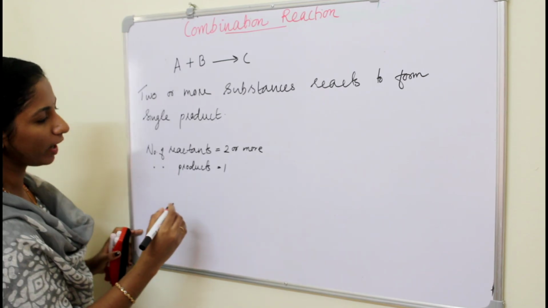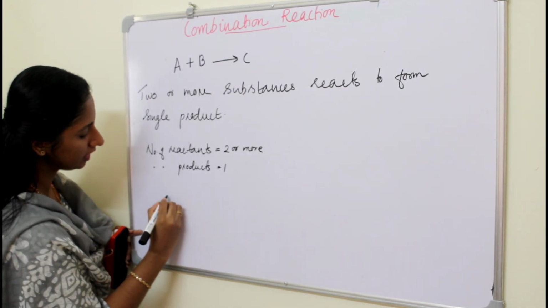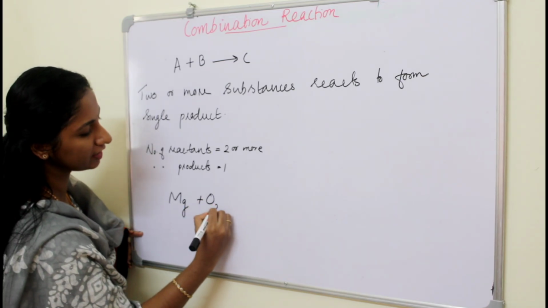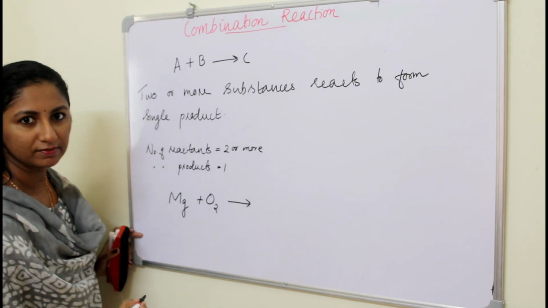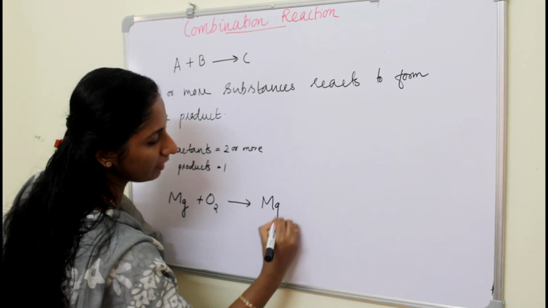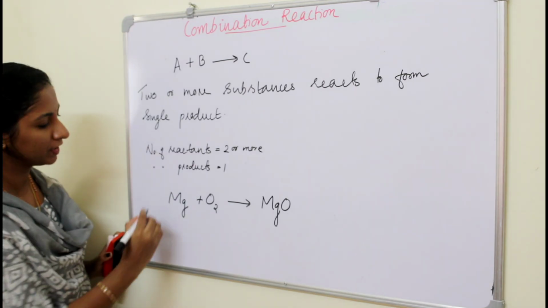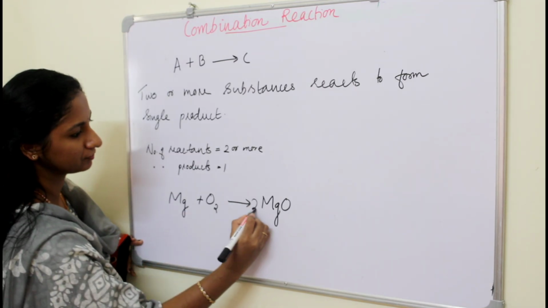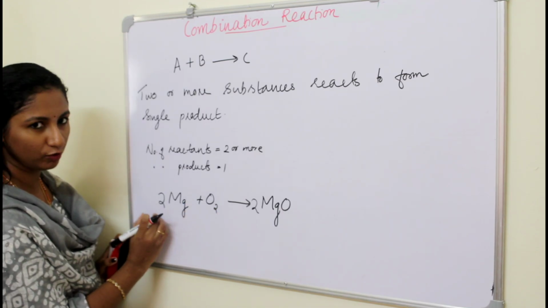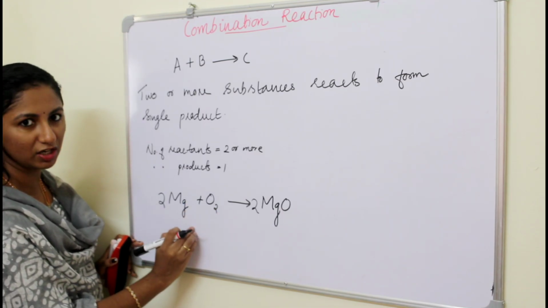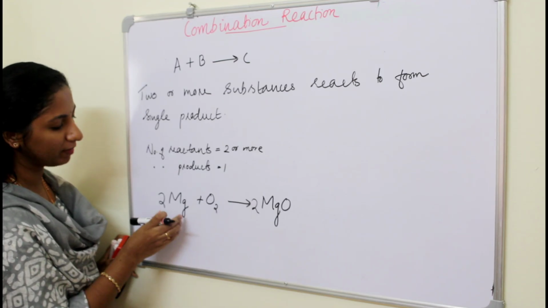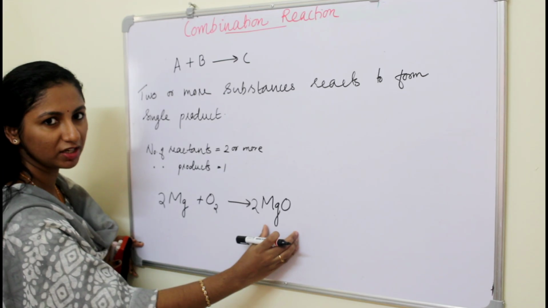Okay, so previously you have done one experiment in this chapter, right? That is, we take a magnesium ribbon and burn it, right? Then we get ashes. And the chemical formula of that ash is what? MgO, that is magnesium oxide. Here we can say 2 Mg plus O2. For magnesium ribbon we take Mg, and for air we take O2, right? So when magnesium ribbon burns, we get magnesium oxide.